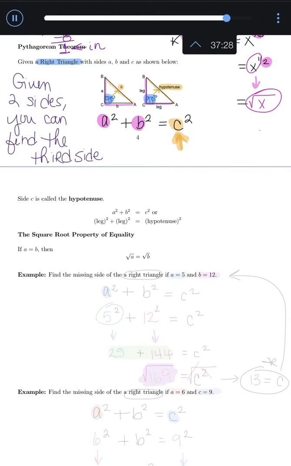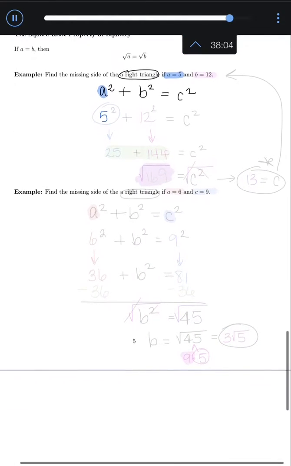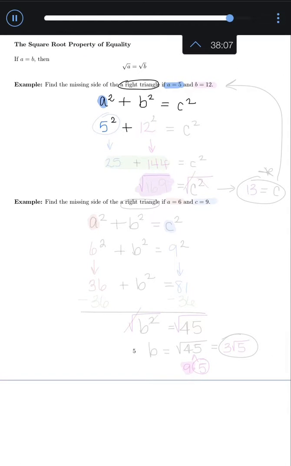So let's look at solving some triangles. Again, they have to be right triangles for us to use the Pythagorean theorem. So they say find the missing side of a right triangle that has a side of A equals 5 and a side of B equals 12. So if they tell us we have a right triangle, we're always going to be using our Pythagorean theorem, our a squared plus b squared equals c squared. So let's plug that in. They're telling us that a is equal to 5, which is squared, and b, which is 12, which is also squared.